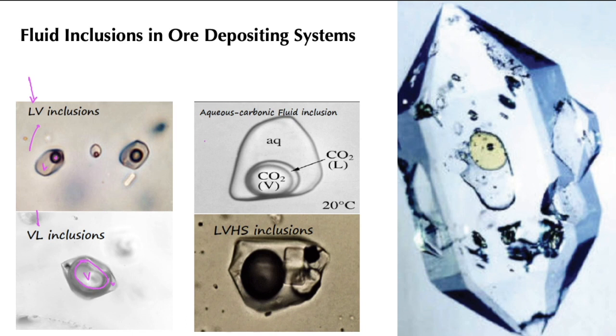Then there is aqueous carbonic fluid. In carbonic we have CO2 vapor, CO2 liquid and aqueous, that is water. Then we have LVHS inclusions in which liquid, vapor, halite and sylvite are all present inside this cavity. As you can see in the crystal form, here you have NaCl or sylvite. Sylvite is KCl. So in a small amount sometimes KCl is also present, but the dominating salt that is present in inclusions is mostly NaCl.